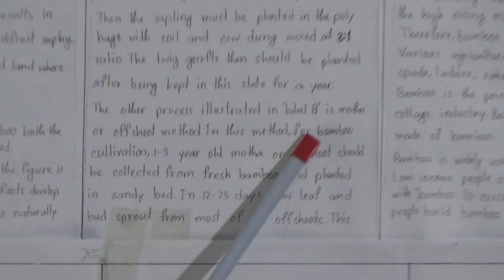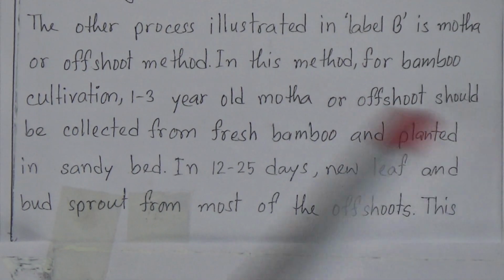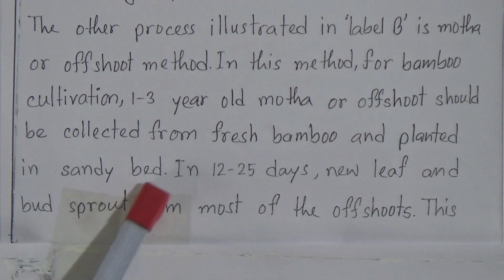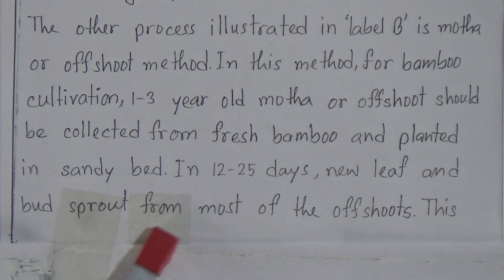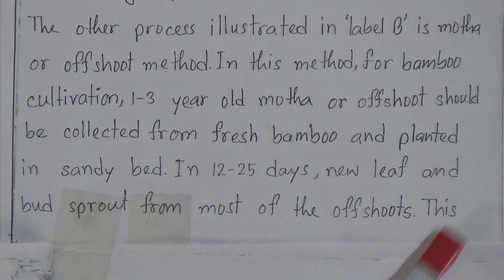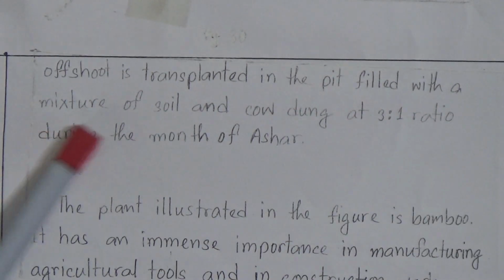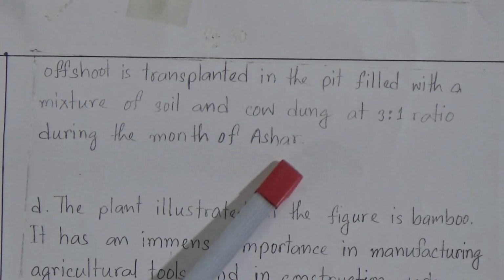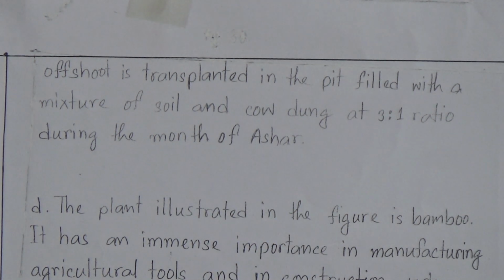In this method, for bamboo cultivation, 1 to 3 year old motha or offshoot should be collected from fresh bamboo and planted in a sandy bed. In 12 to 25 days, new leaf and bud sprout from most of the offshoots, and this offshoot is transplanted in the pit filled with a mixture of soil and cow dung at 3:1 ratio during the month of Ashar. So the ratio 3:1 is the same in both processes.